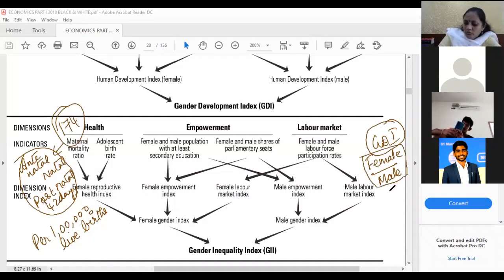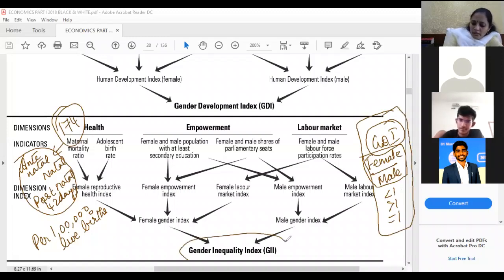So in this case, if there is a value lesser than 1, it's going to be that the country is doing well with men. If the value is more than 1, the women are doing better than the men. If the value is equivalent to 1, both men and women are doing well. So this is for the gender development index.